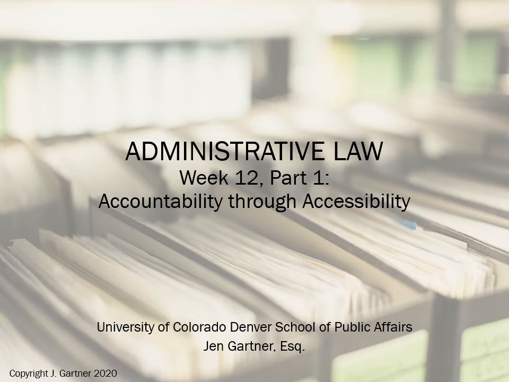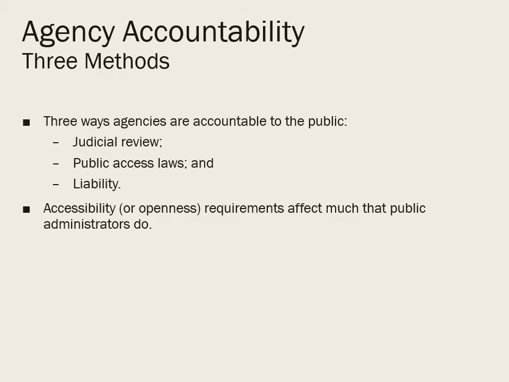Today we are going to cover how we hold agencies accountable via the public's ability to access records and attend government meetings. So as we've discussed, agencies are accountable to the public through judicial review, public access laws, and also liability. Keep in mind that the accessibility requirements really do affect a lot of what public administrators do.